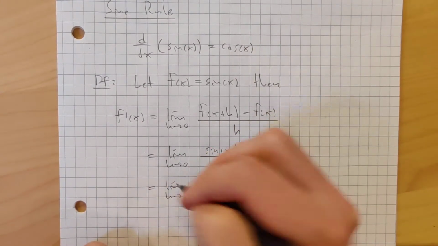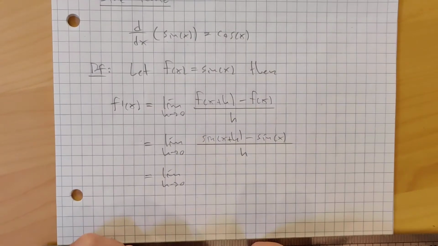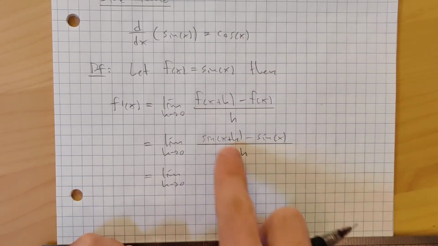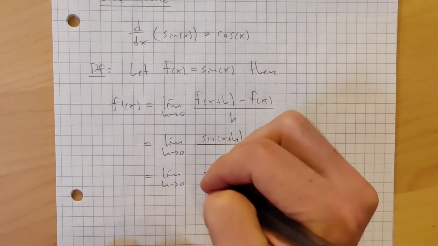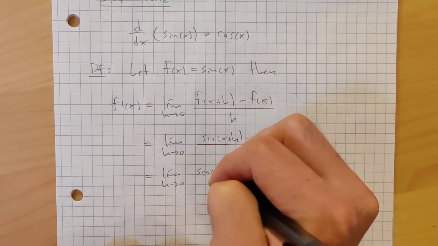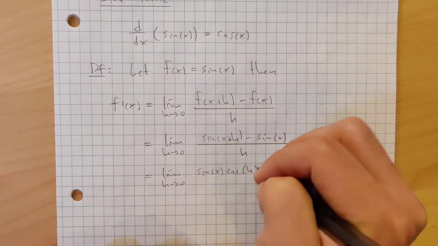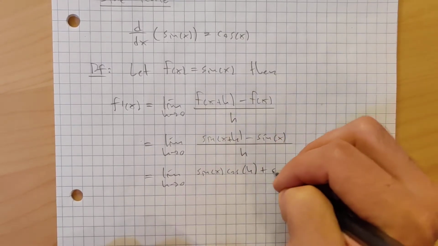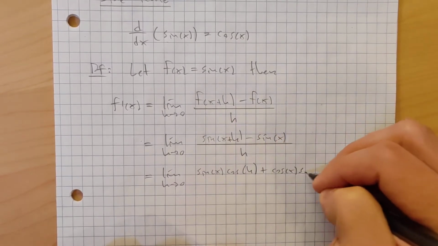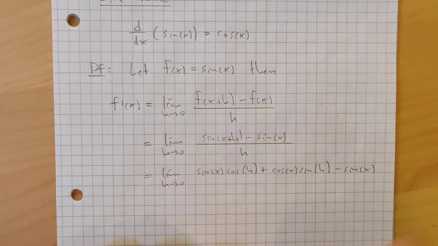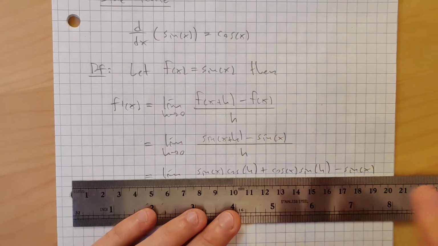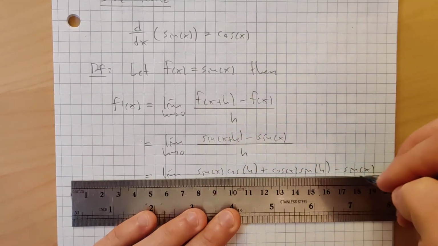So now in order to make progress here, I'm going to expand this out using the sum law for sine. So I'm going to write this as sine of x cos of h plus cos of x sine of h. So that's the sum law for sine. And of course we still have h at the bottom.